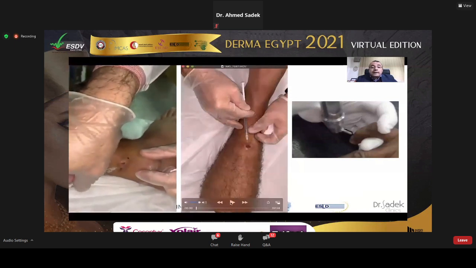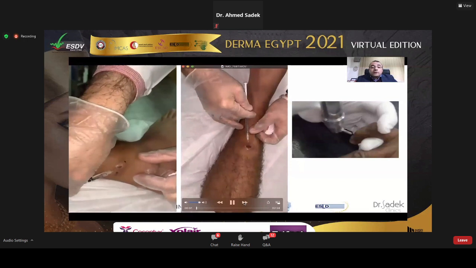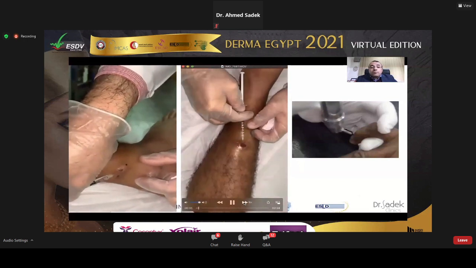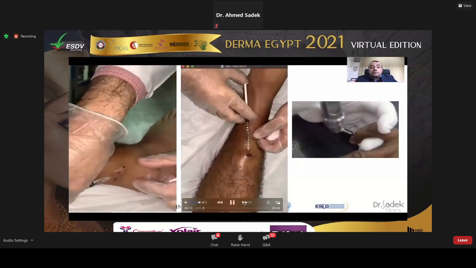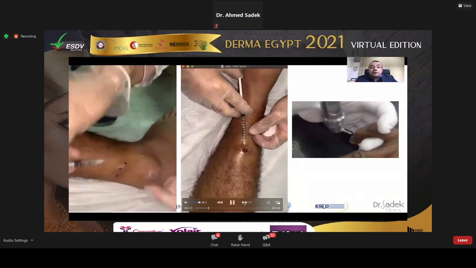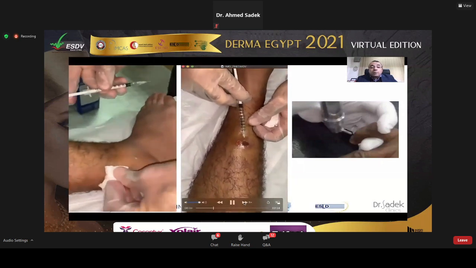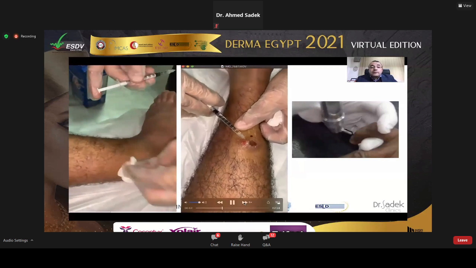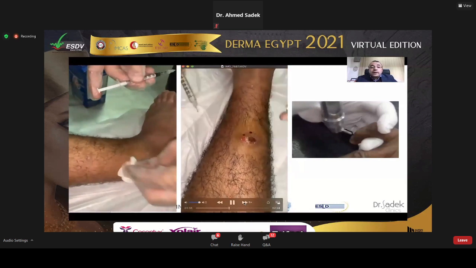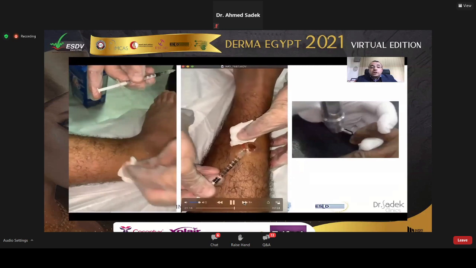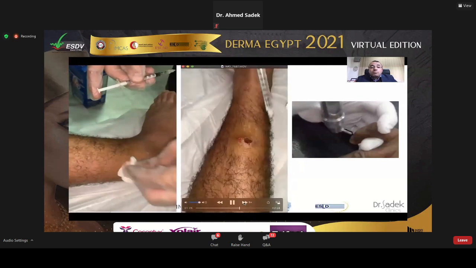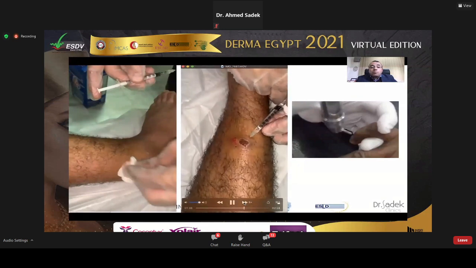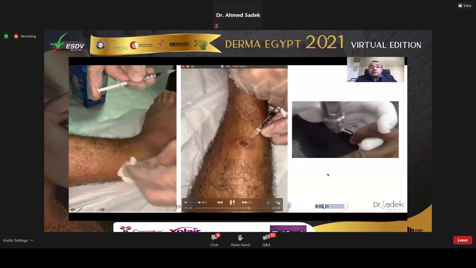Also, for the second patient over there, similarly, we are doing that, but for a bigger lesion, and you can see with fast dubbing speed what we are doing for the patient over there, with 1 centimeter spacing between each single injection point, and for each one, I aspirate and I inject 0.1 cc of the drug.